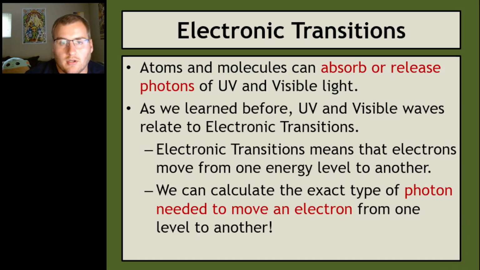All right, almost done here. Last little topic is electronic transitions. Atoms and molecules can absorb or release photons of ultraviolet and visible light. As we learned before, ultraviolet and visible waves relate to electronic transitions. Electronic transitions means that electrons move from one energy level to another. We can calculate the exact type of photon needed to move an electron from one level to another.